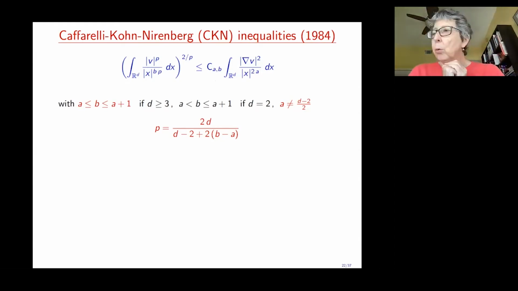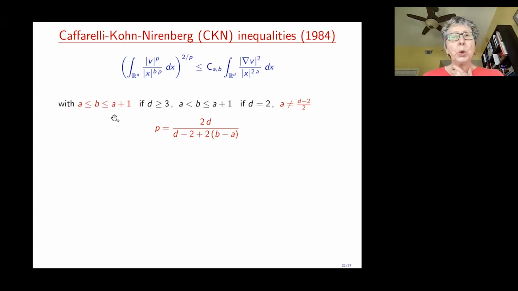These inequalities, called Caffarelli-Kohn-Nirenberg inequalities, were introduced by these three mathematicians in 1984 when they were discussing the possibility of having singularities for the Navier-Stokes equation. So you see, in a very different topic, in fluid mechanics, they saw that in order to analyze the possible appearance of singularities for the Navier-Stokes equations, a very interesting tool would be to understand these inequalities.